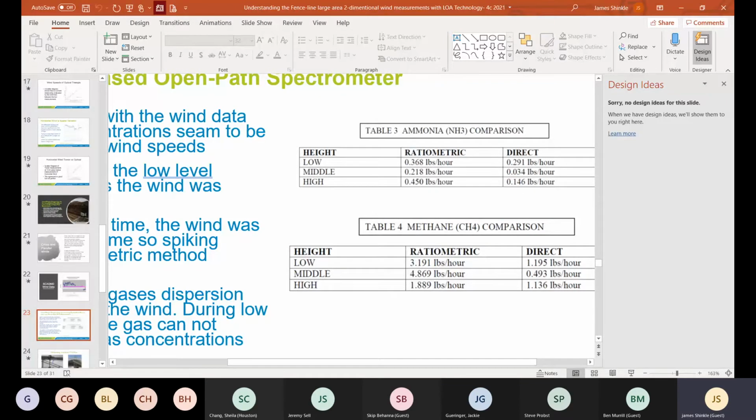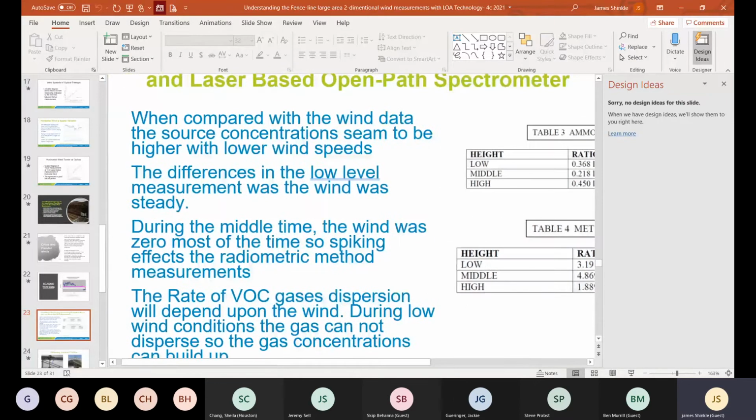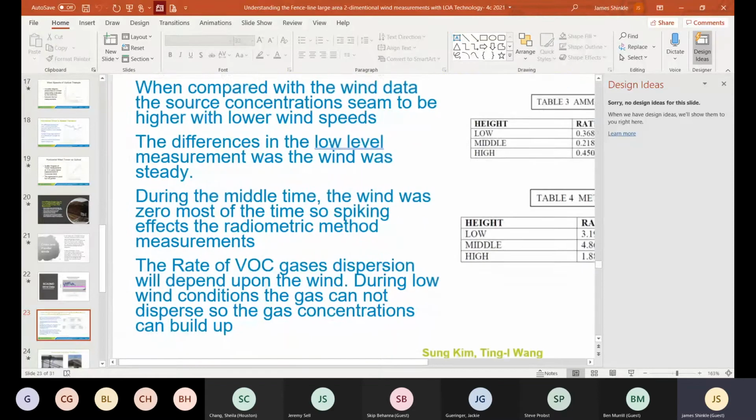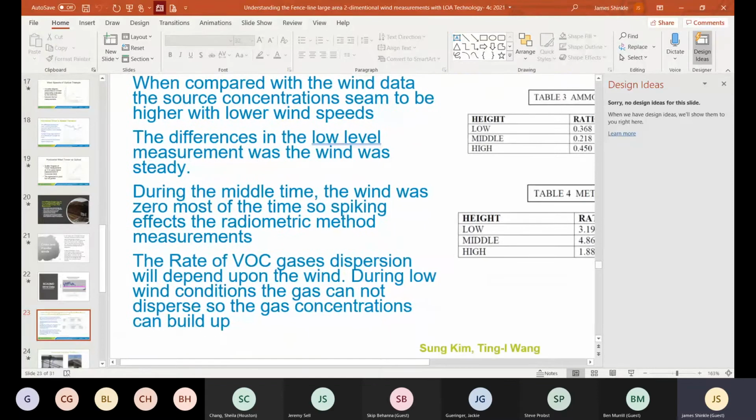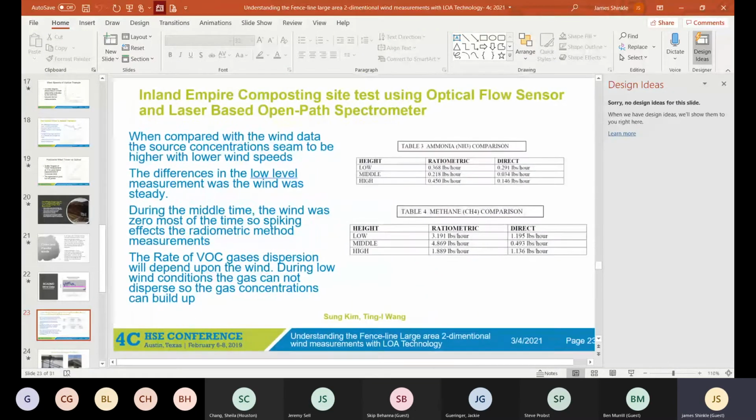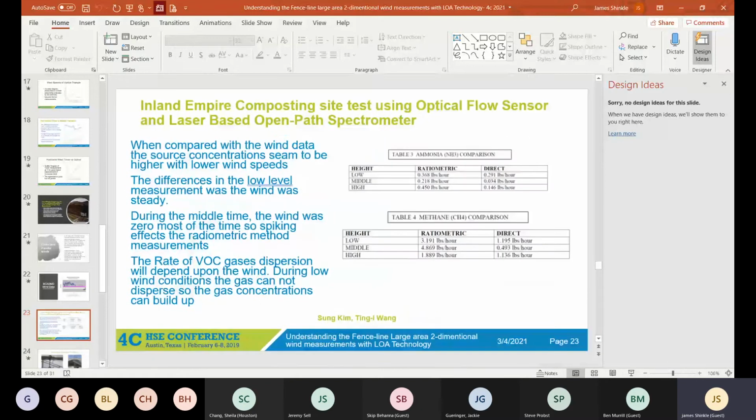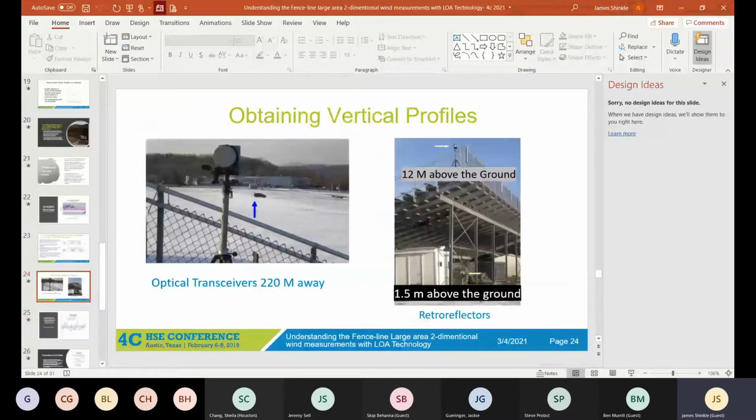They had a system that was assuming constant wind, but the rate of the VOC gases' dispersion will depend on the wind. So during low wind, the gas can't disperse, so the gas concentrations can build up. And that's what we proved. It shows that if you're measuring wind more accurately, you can get a better idea of what is actually happening.